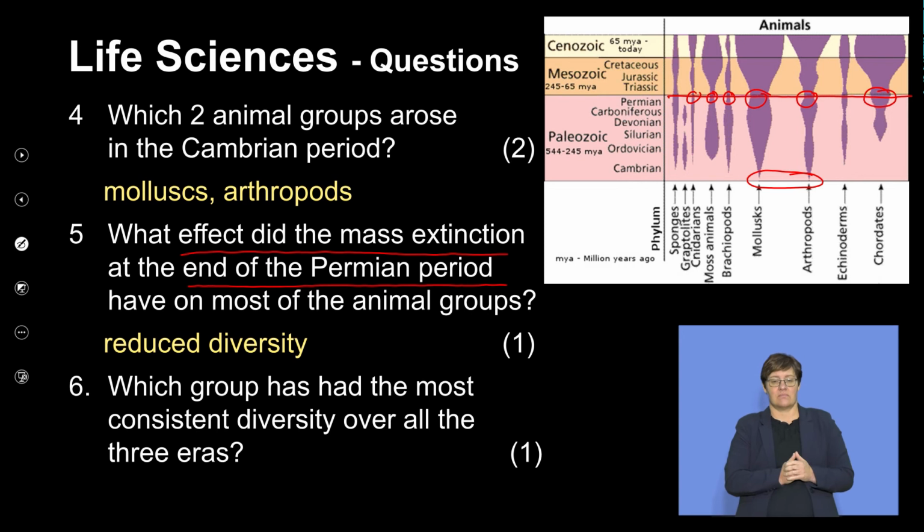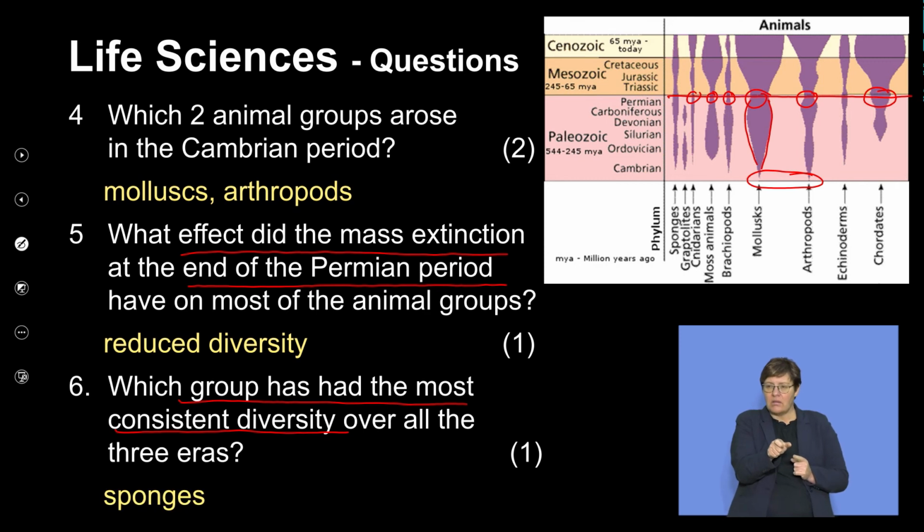Then another question, also you can extract directly from the graph, which group has had the most consistent diversity? Now, the most consistent diversity means it hasn't had very, very big bulges and very, very narrow parts. So you have a look at the group which has the bar which actually varies the least. And if you have a look, that's them, the sponges. Probably because they live in water, they have not been as badly affected as some of the other groups.